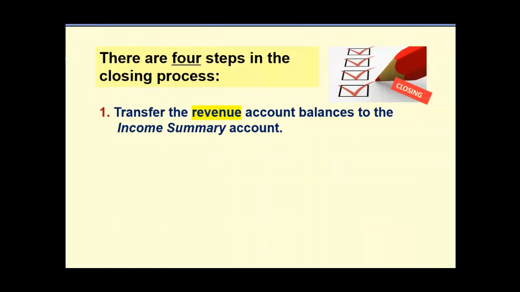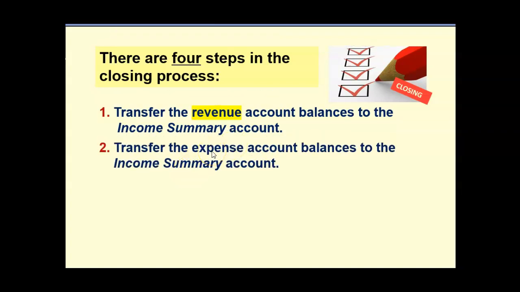There are 4 steps in the closing entry process. The purpose of this process is to close out all of our temporary accounts. So the revenue account is temporary. It's going to be closed out to the income summary account, which means the balance in the revenue account will be transferred to the income summary account during the closing entry process. Your expense accounts are also temporary, and their balance will be transferred to the income summary account as well during the closing entry process.